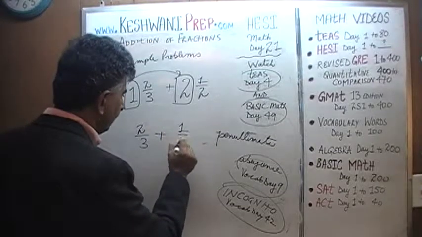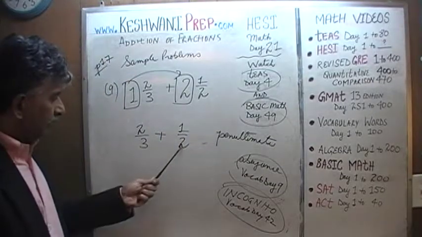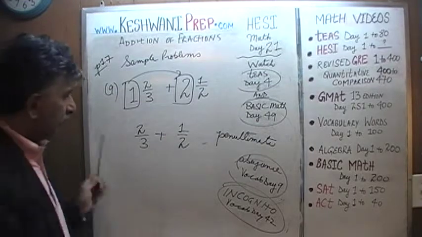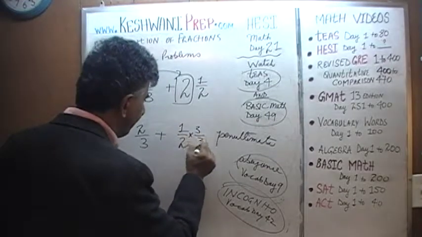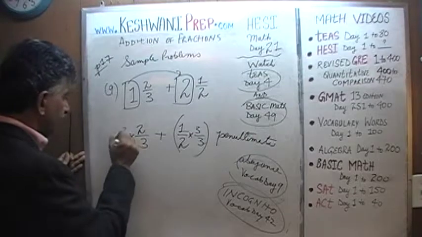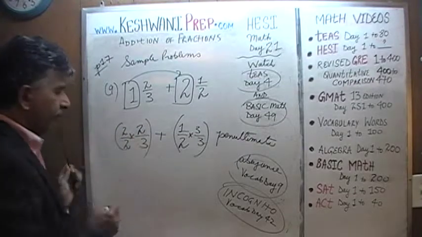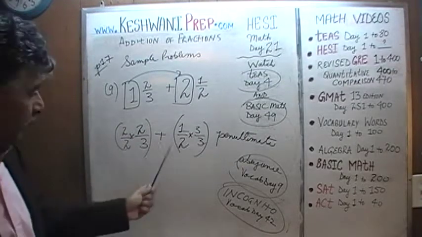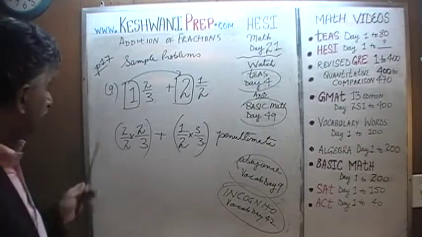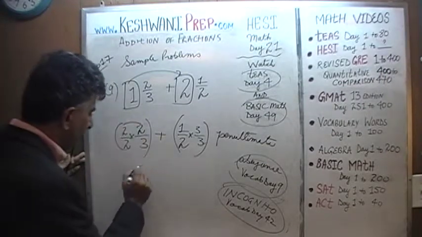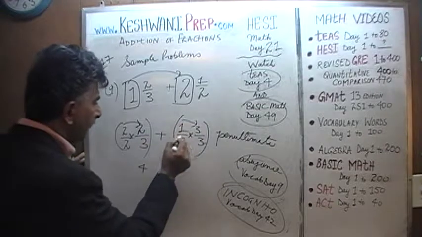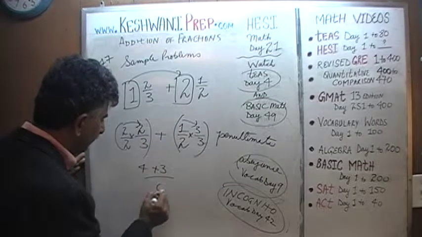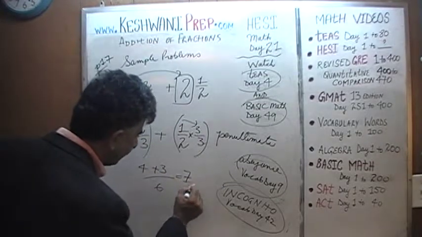2/3 plus 1/2, we want the same denominator. This has a 2 and this one has a 3. Let's introduce a 3 on this side by multiplying it by 3 over 3. Let's multiply 2 on this side by multiplying it by 2 over 2. That's it. 2 times 3, 2 times 3, they have the same denominator. So here we end up with 2 times 2, which is 4, 1 times 3, which is 3 over 6, which gives us 7 over 6.